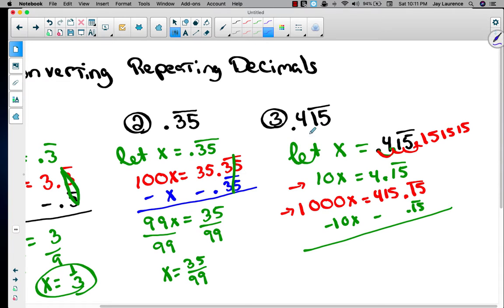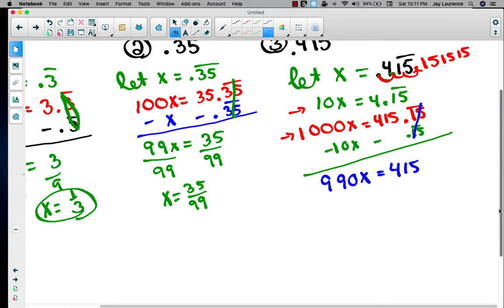Okay, so when I do this subtraction over here, I got 1,000x minus 10x, well, wouldn't that be 990x? Right, if I add 10 to that, don't I get 1,000? And over here, I'm just going to get a plain old 415, because the repeating parts of the decimal have canceled out. Okay, I'm going to divide by 990 on both sides. And this fraction is going to need to be simplified.